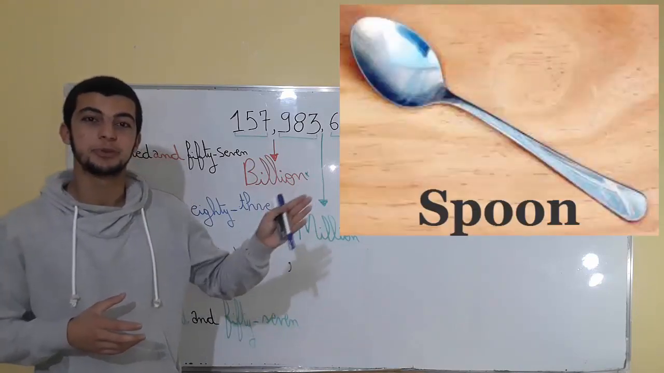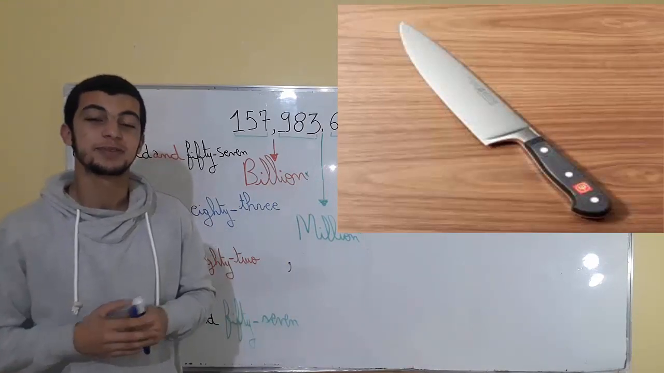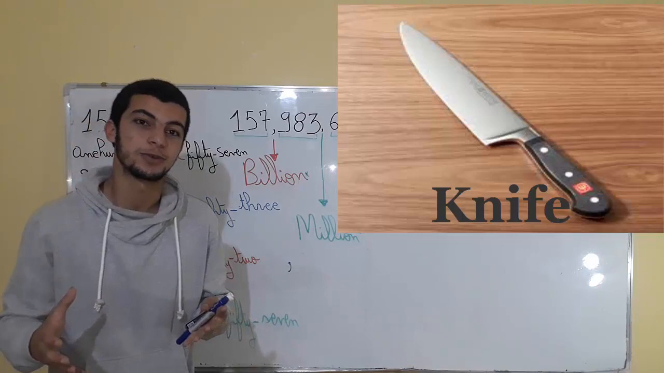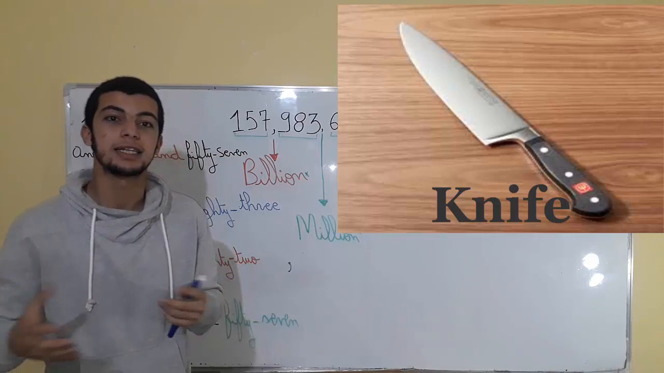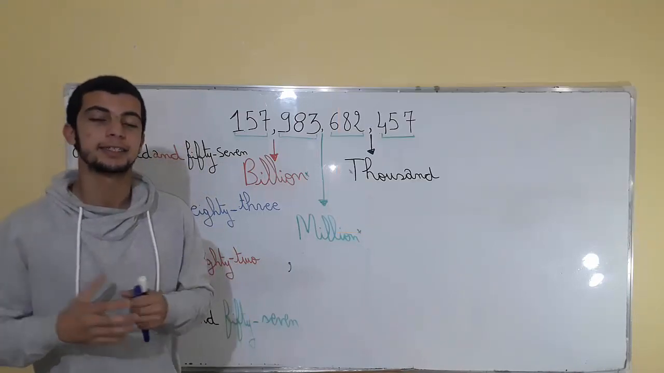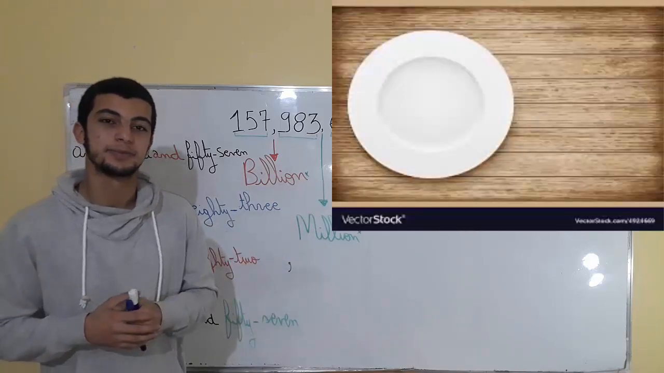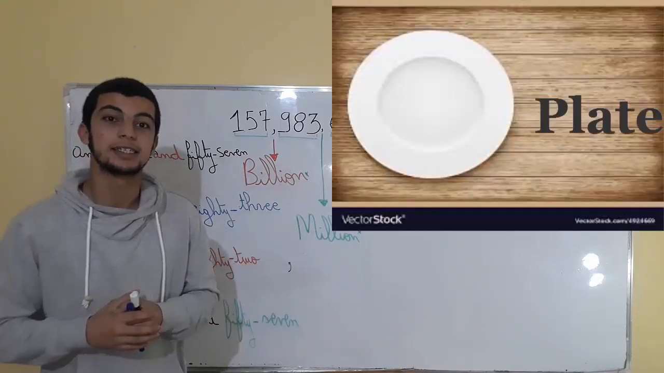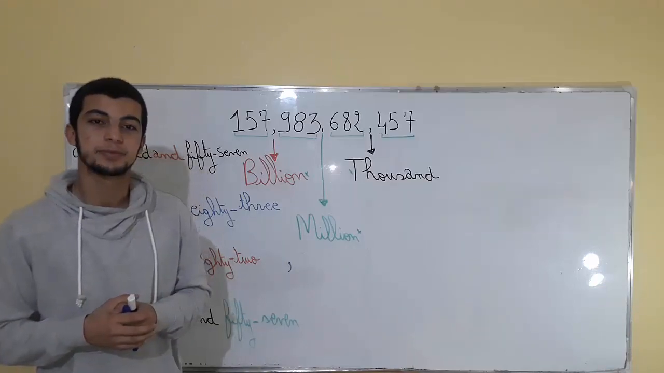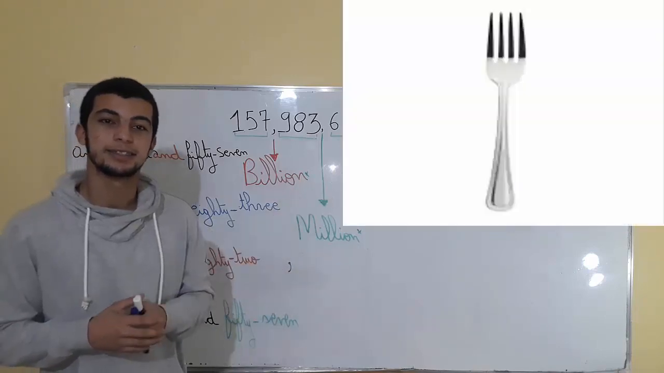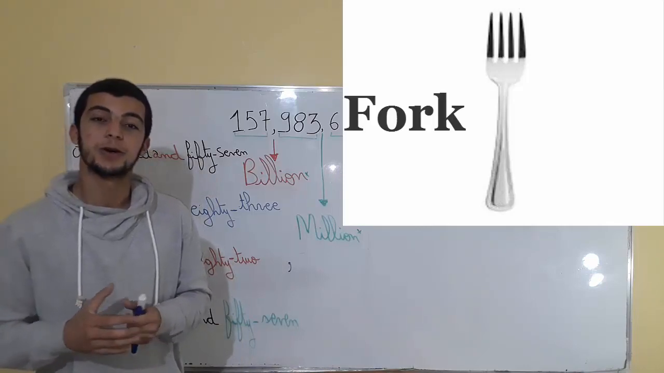Great, it's spoon. What about this one? That's good, it's knife. We say that the K is silent. We do not pronounce it. Great. Now, what about this? That's good, it's plate. What about this one? That's good, it's fork.